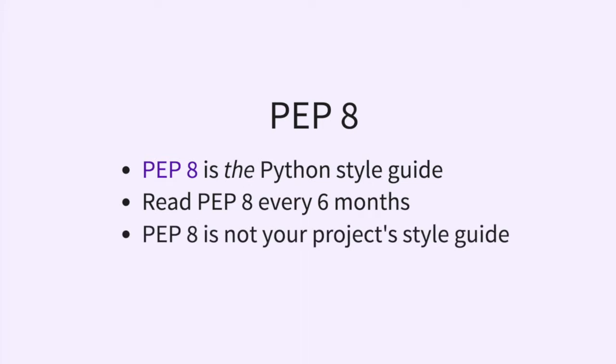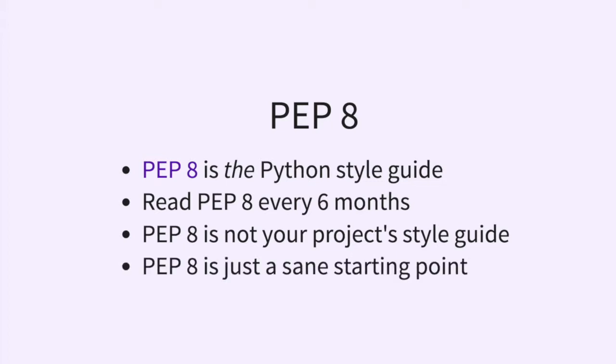So PEP 8 is the Python style guide, but it is not your project's style guide. It is a foundation to build up from. You need an opinionated style guide. PEP 8 is not opinionated enough for your project. It's simply a starting point. It doesn't usually tell you the exact way you should do things, the one true way to do things. It says these 3 ways are pretty good, these 3 ways are not so good. You need a style guide that says exactly how you do things in your project because you want consistency.